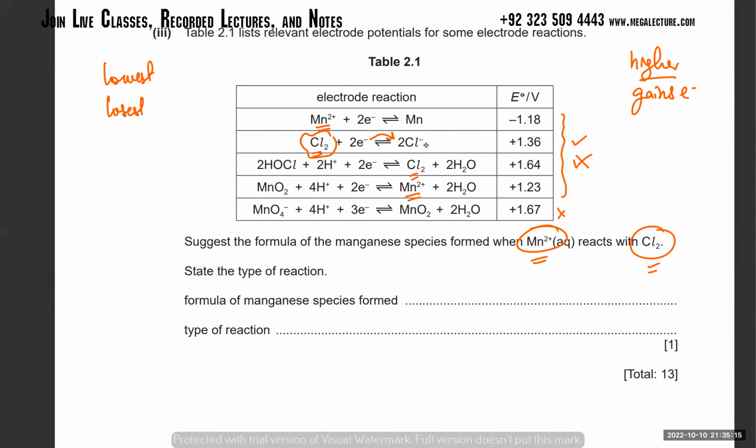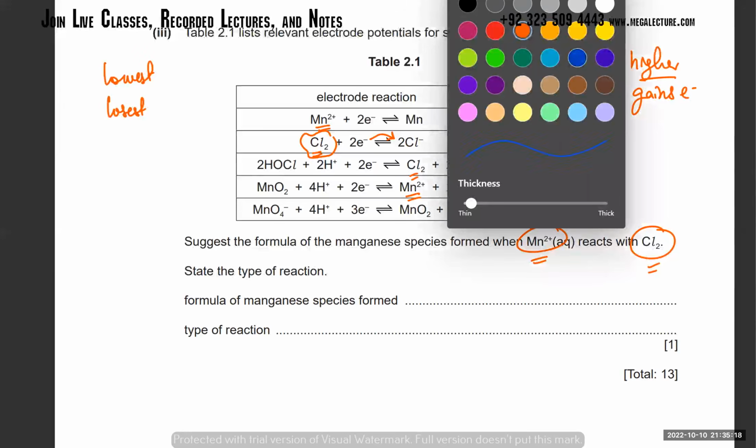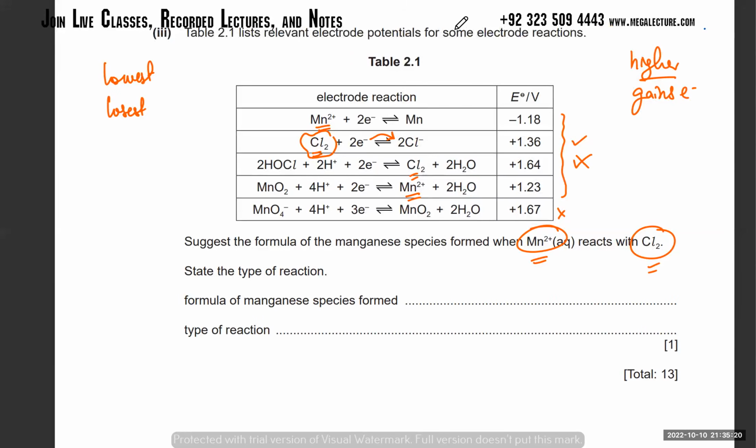So which one is the lowest at the moment? The first one, negative 1.18. So that's going to lose electrons, but I'm not going to select that. Why? Because it's Mn that's losing electrons, and I don't have Mn. I've got Mn2+. Is that clear? Yes, sir. It's going to be 1.23. I have it, so it's Mn2+. That's fine.